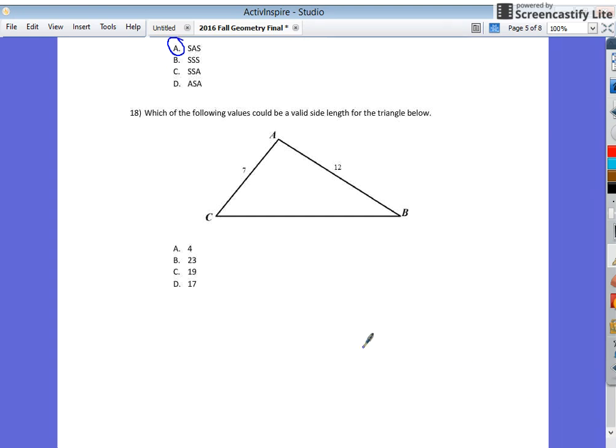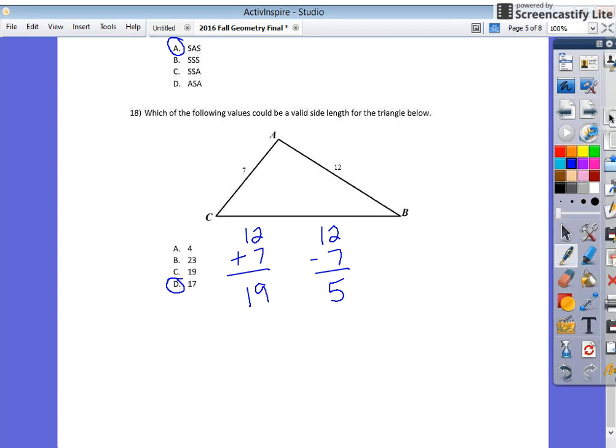On number 18, it says, which of the following values could be a valid side length for the triangle below? Remember, if we're trying to find the range of possible values for that third side, we're going to add the two side lengths that we have together, and we're going to subtract the two side lengths from each other. So our third side has to be somewhere in between 5 and 19. Remember, it can't be 5 or 19. It has to be in between those two numbers. So our correct answer is D. 17 is the only one that's in between.